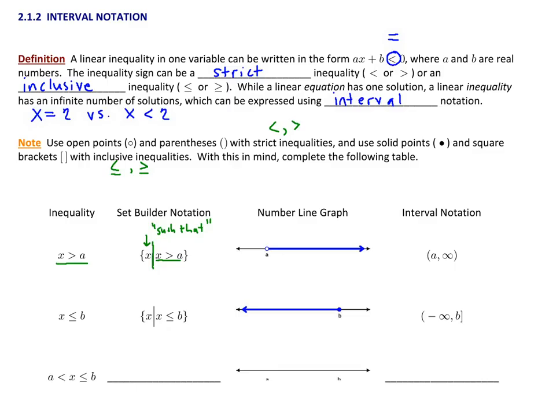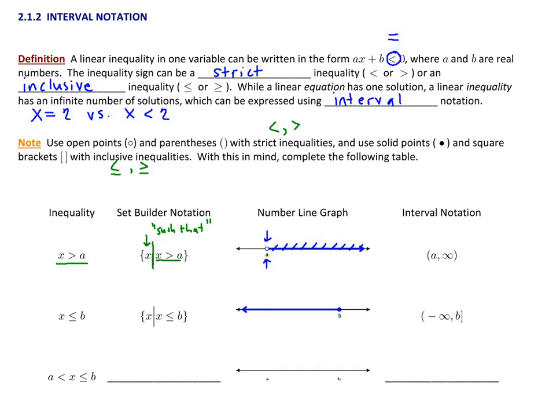To understand what that means, let's look at a number line graph. So a is going to be some real number located on the number line, and we've got it placed right here on our number line. We want to indicate the numbers on the number line that are greater than a. So notice we have the right side of the number line highlighted in blue. But at a, there is an open circle or an open point.